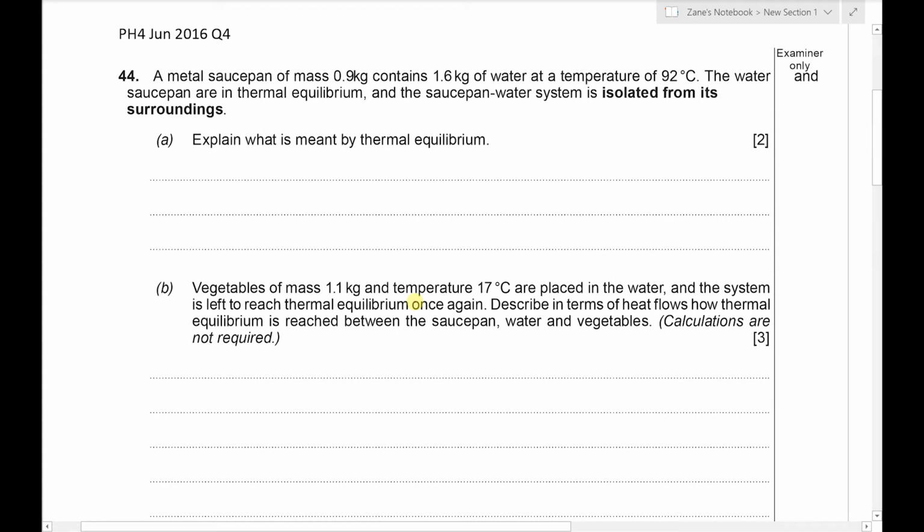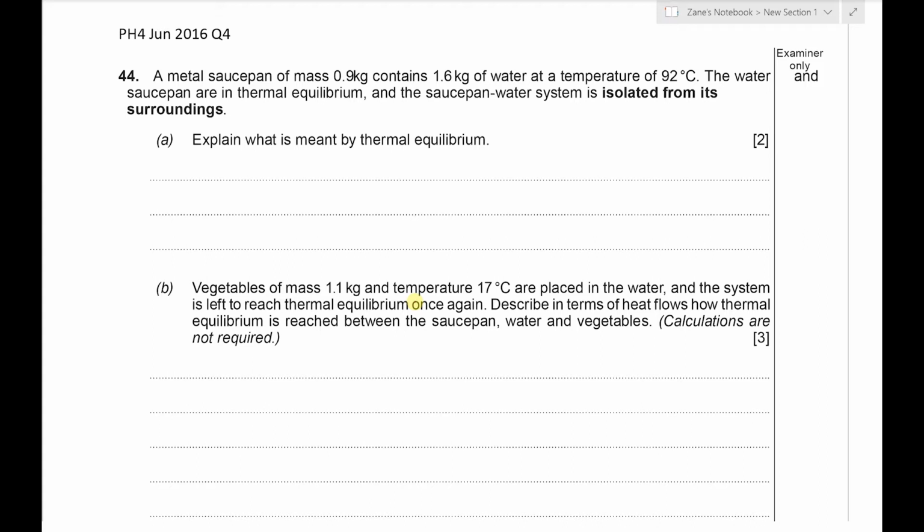This time it's question 4 from June 2016's PH4 paper, and it's about specific heat capacity, which nowadays is in Unit 3. In the question, you've got a metal saucepan of mass 0.9 kilograms. It's got 1.6 kilograms of water in it at a temperature of 92 degrees Celsius. And the water and the saucepan are in thermal equilibrium, and the system is isolated from its surroundings.